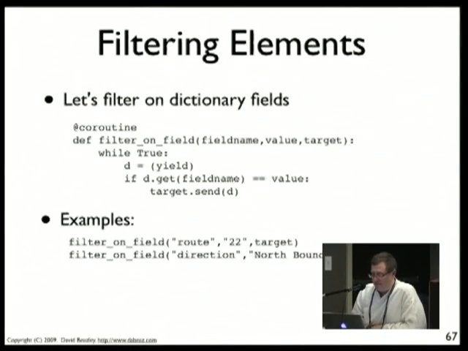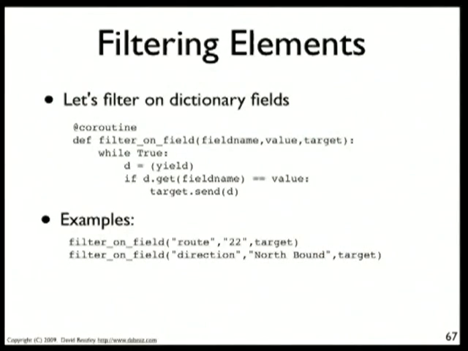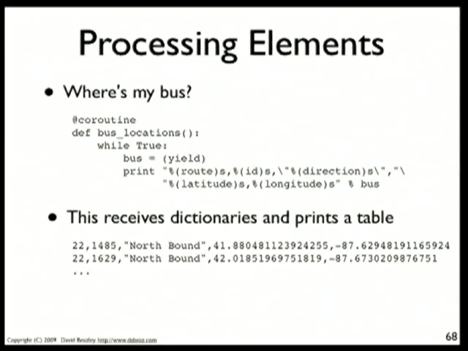It turns out that if you expand it a little bit, what I've got here is actually some different processing stages that you can implement. This is essentially a filter where it receives a dictionary of bus data and then looks for a match on one of the fields and sends it along. So you can filter on a specific route, or filter on a certain direction. This is another coroutine that receives bus dictionaries and prints them out as a big table.